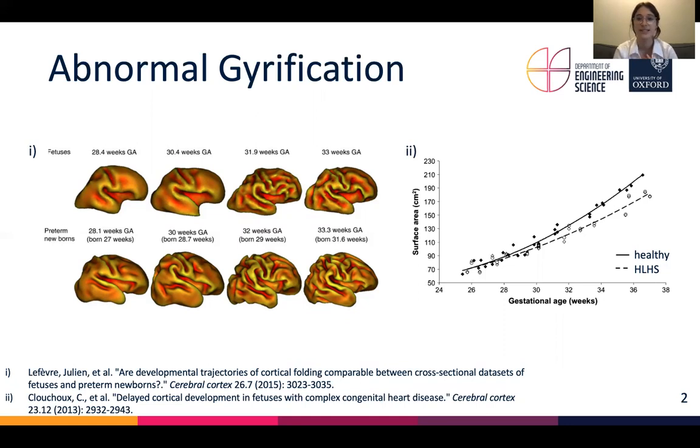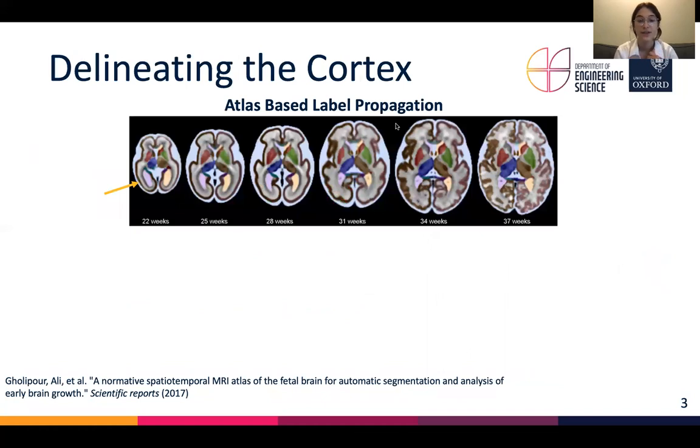Therefore, given that gyrification is temporally consistent across the healthy population, and variations are seen in disease and at-risk pregnancies, it's a really important metric to study in utero. So studying gyrification is commonly done by first segmenting the cortical plate from image modalities.